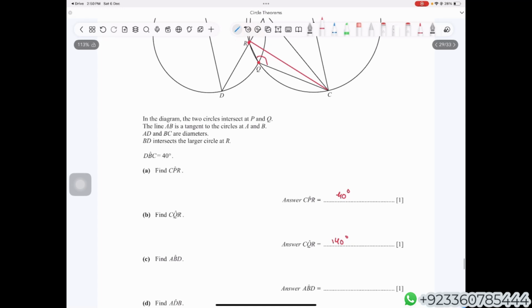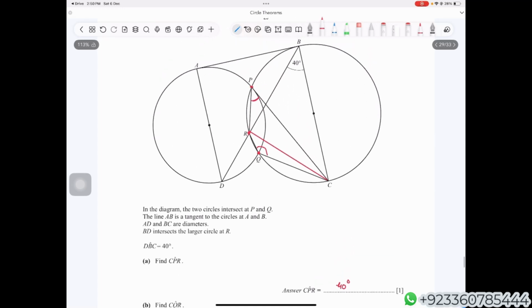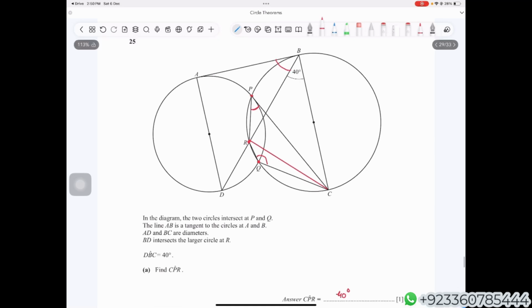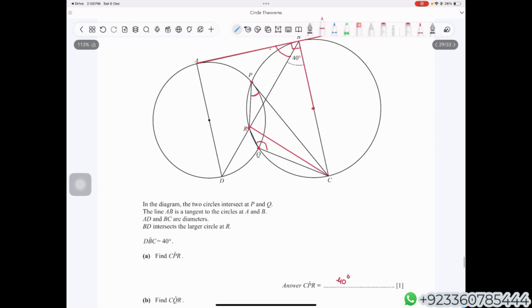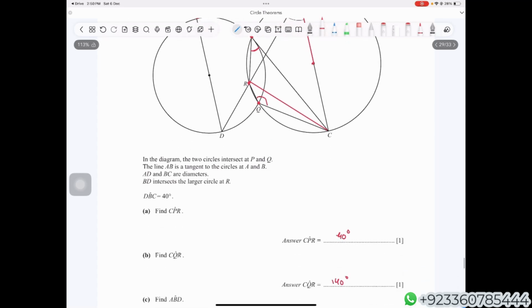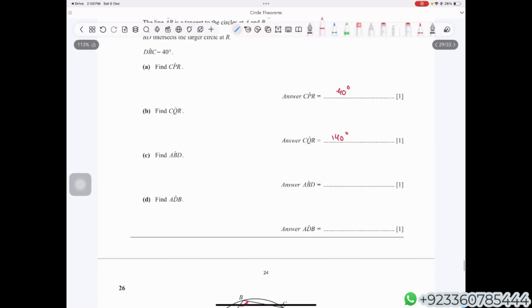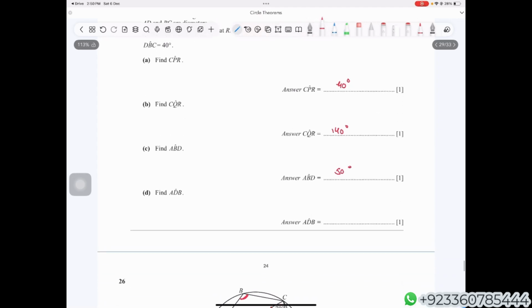You want to find ABD. ABD is this angle over here. Now AB is a tangent to the circle and this is the radius. Between the radius and the tangent there is 90 degrees, out of which 40 is marked. So 90 minus 40 is 50. So ABD is going to be 90 minus 40, which is 50 degrees.